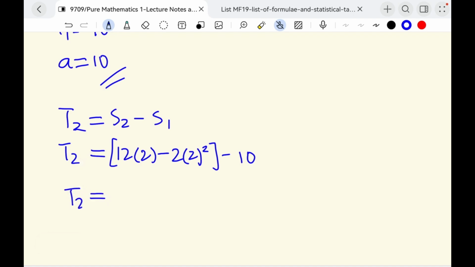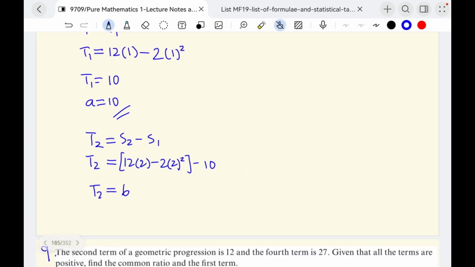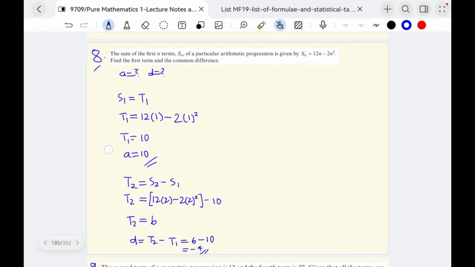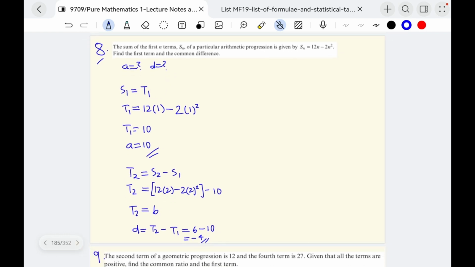After you keep practicing this type of question, you won't feel it is complicated. As you can see, the second term is 6. So the common difference is T2 minus T1, which is 6 minus 10. So the final answer is negative 4 for the common difference. Okay? Nothing more to discuss here.